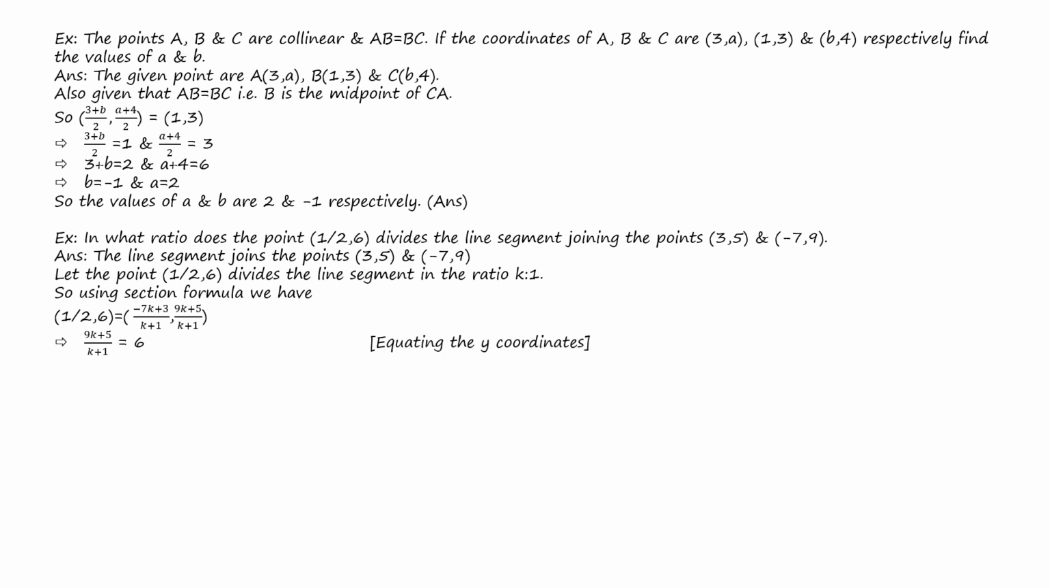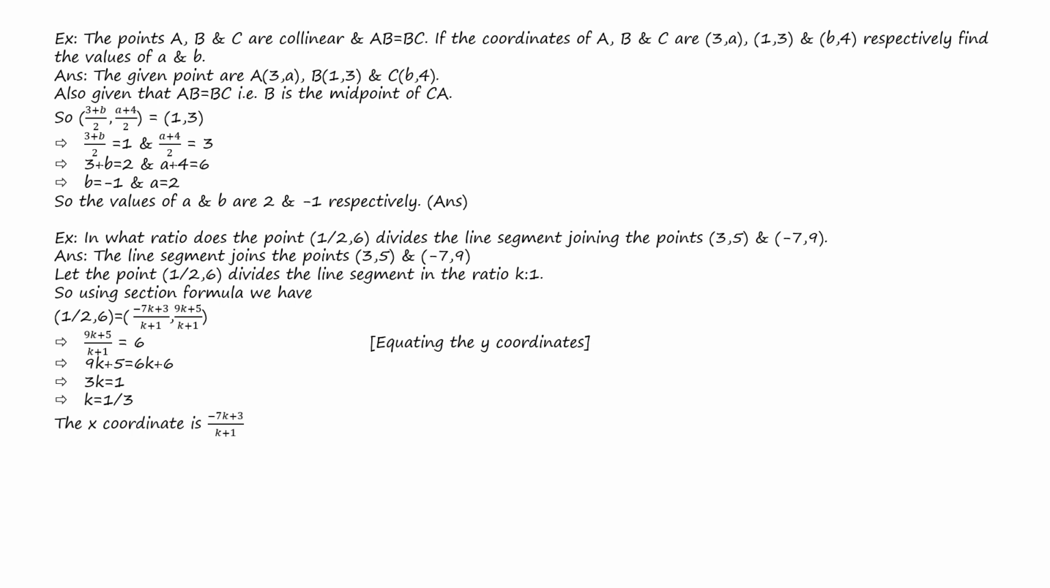Now, equating y coordinates on both sides, we can write (9k + 5)/(k + 1) equals 6, or 9k + 5 equals 6k + 6. On simplifying, we get k equals 1/3. Let's see whether k equals 1/3 satisfies the x coordinate or not.